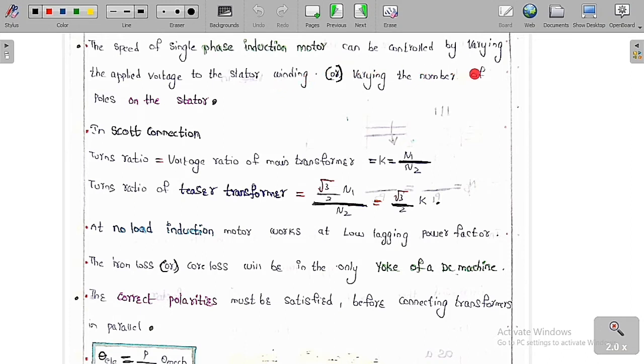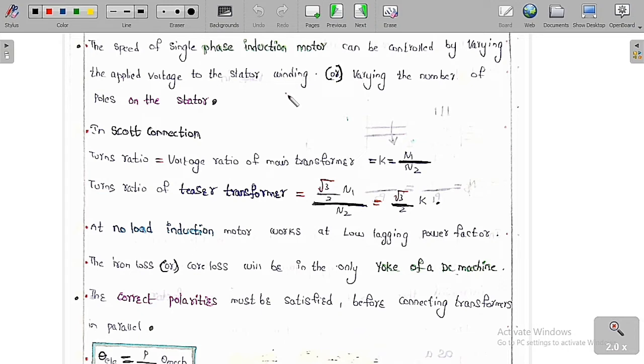The speed of a single phase induction motor can be controlled by varying the applied voltage to the stator winding or varying the number of poles on the stator, because N_R is nearly equal to N_S, which is equal to 120 f by P. So it depends upon the number of poles on the stator and also on the applied voltage to the stator winding. Therefore, the speed can be controlled by varying the applied voltage to the stator winding or varying the number of poles on the stator.